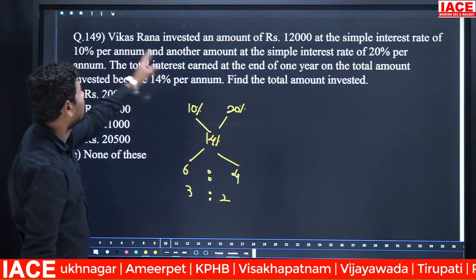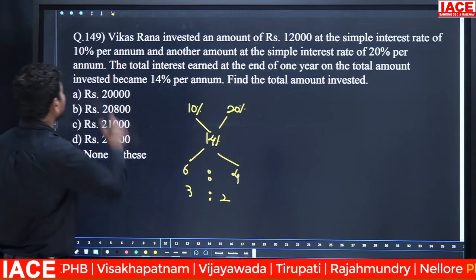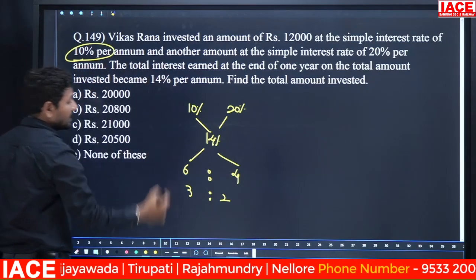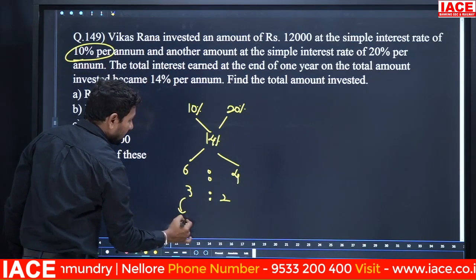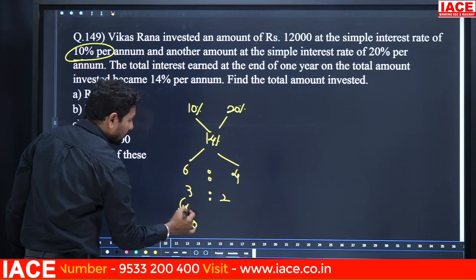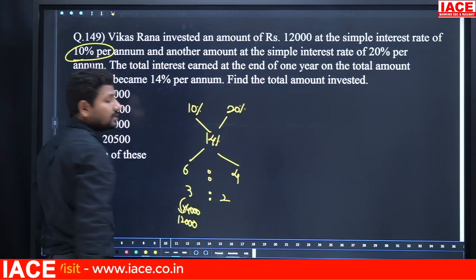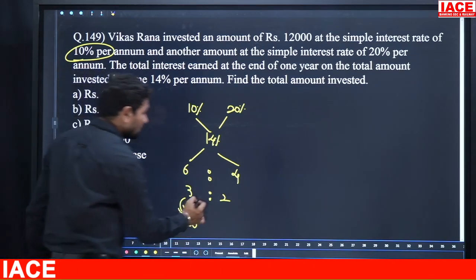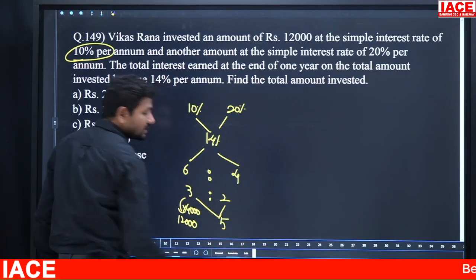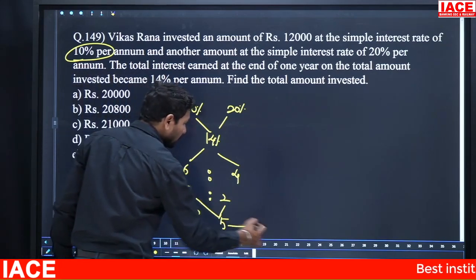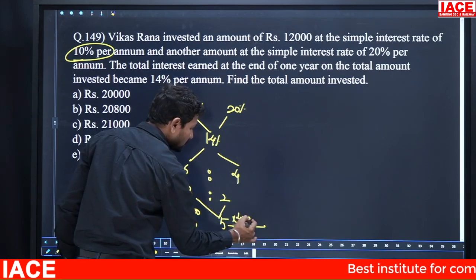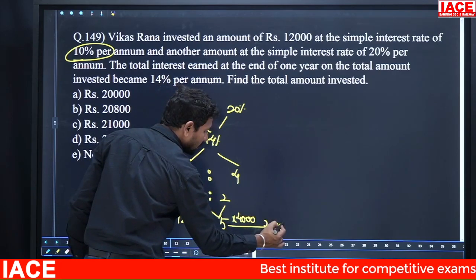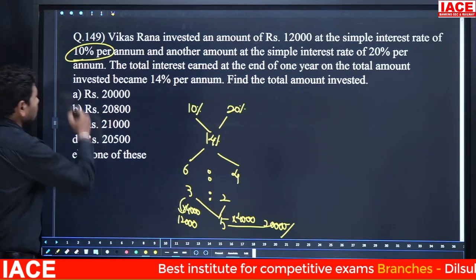5 parts. Vikas Rana invested amount 12,000 with the simple interest of 10%. In the 10% case, he invested 12,000 rupees. 12,000 rupees means 3 to 12 how many times? 4 times, that is, each one part is equal to 4,000. I need to know total parts. Total parts is equal to 5 parts. 5 into 4,000 is equal to total invested money, how much rupees? 20,000. Option A.